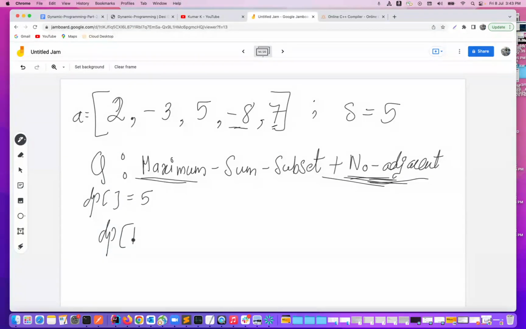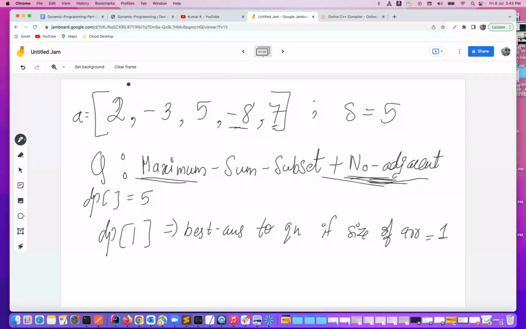So guys, what will be the value of dp of 1? Let's try to ponder, let's try to think a bit here. What is the meaning of dp of 1? It means the best answer to the question if the size of the array was 1.